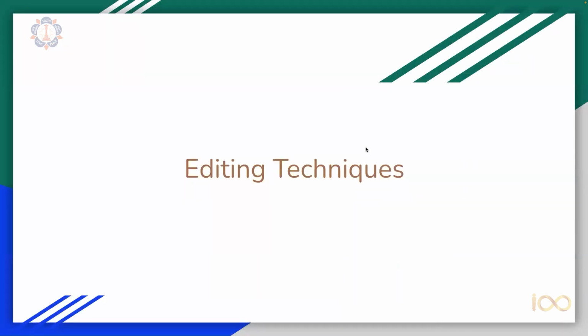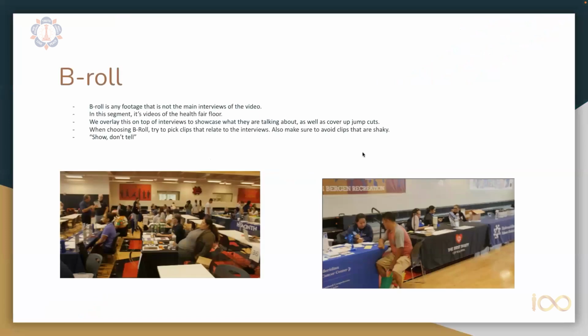So now let's get into some editing techniques. B-roll. B-roll is any footage that is not the main interviews of the video. So any footage like you have here of the health fair floor or of booths. Any footage that is not a person talking is considered B-roll. Anything at all. So in this segment, it's videos of the health fair floor, as I said, and we overlay this on top of interviews to showcase what they're talking about, as well as cover up jump cuts, which we'll get into a little bit later.